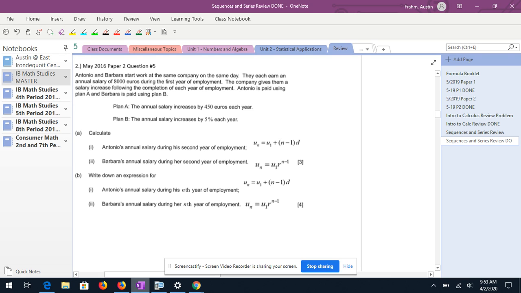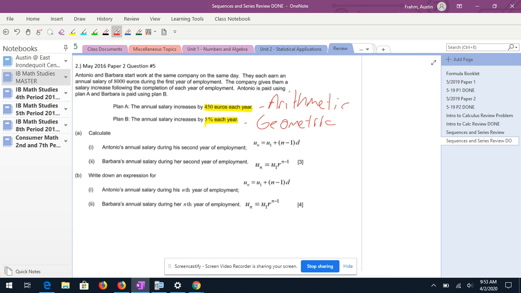All right, problem number 2, talking about Antonia and Barbara start work at the same company on the same day, and they earn the same amount in their first year, which is 8,000 euros. Antonio follows plan A and Barbara follows plan B for how they're going to get paid in the following years. Plan A says for Antonia it increases by 450 euros each year, and plan B for Barbara says it increases by 5% each year. So Antonio is following an arithmetic sequence for his payment plan, and Barbara is following a geometric.